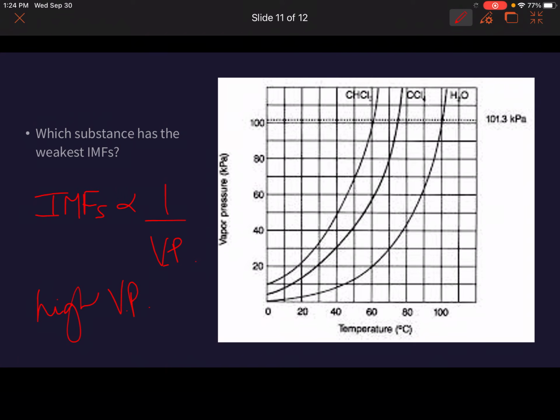So sometimes people get a little confused reading these charts. What I do, a nice easy way of managing this is just pick a temperature that has all three curves on it. So I'm just going to pick 40 here. So which one has the highest vapor pressure? It's not going to be water, not going to be CCl4, it will be the CHCl3. And that's your answer there for that one. And I know that because it's going to have the weakest IMFs because it's got the highest vapor pressure.